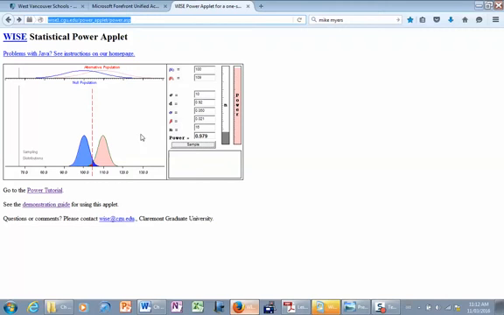We're now going to look at sample size. So I'm going to set the null hypothesis to 100. The alternative hypothesis I'm going to set to 105. Alpha I'll keep at 10. N is going to stay at 16. So we can see we've got D is 0.5 and power is 0.639.